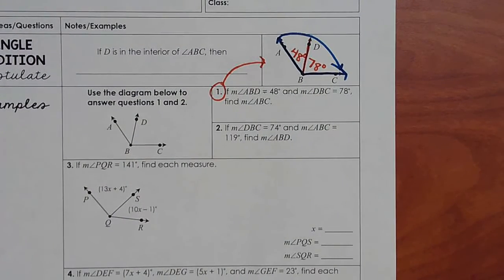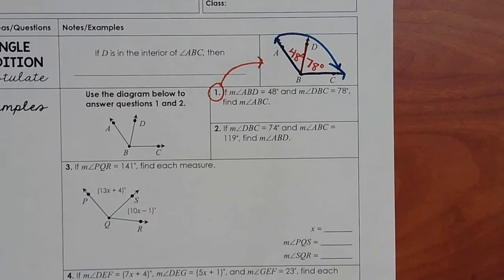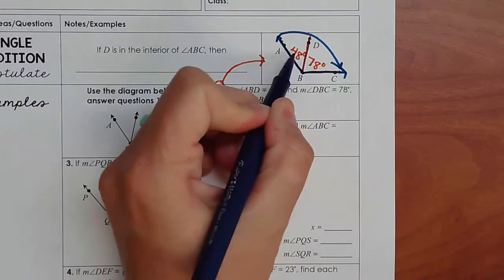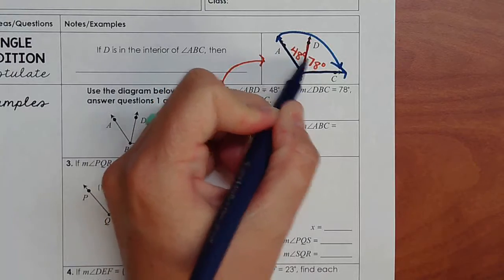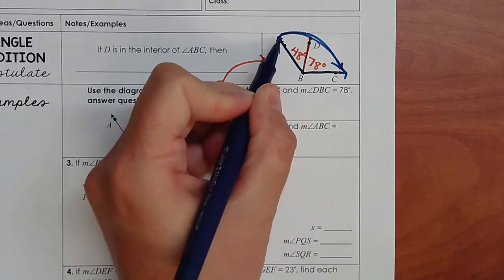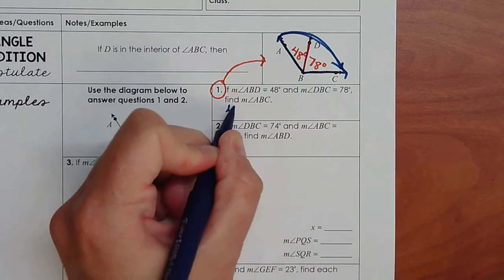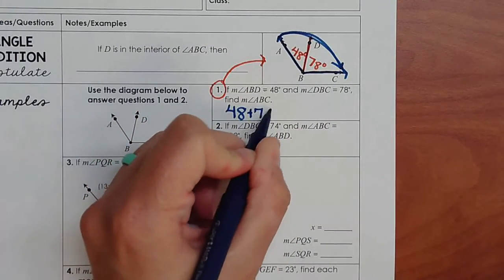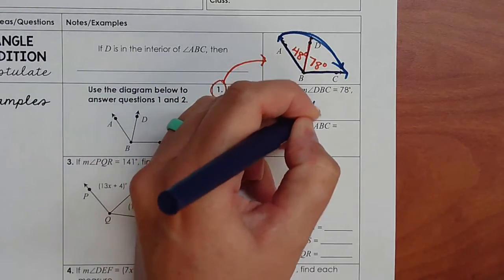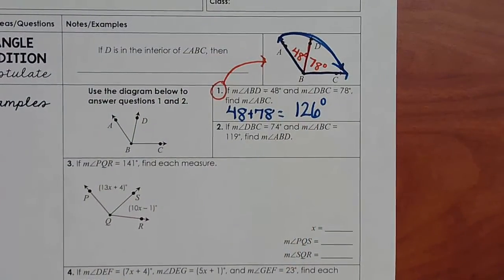So how would I find the measure of angle ABC? Go for it. Add them. These two little guys together would give me the big one. And notice that when I drew this in, I actually passed through both of those. So you're going to do 48 plus 78, and you get 126 degrees.